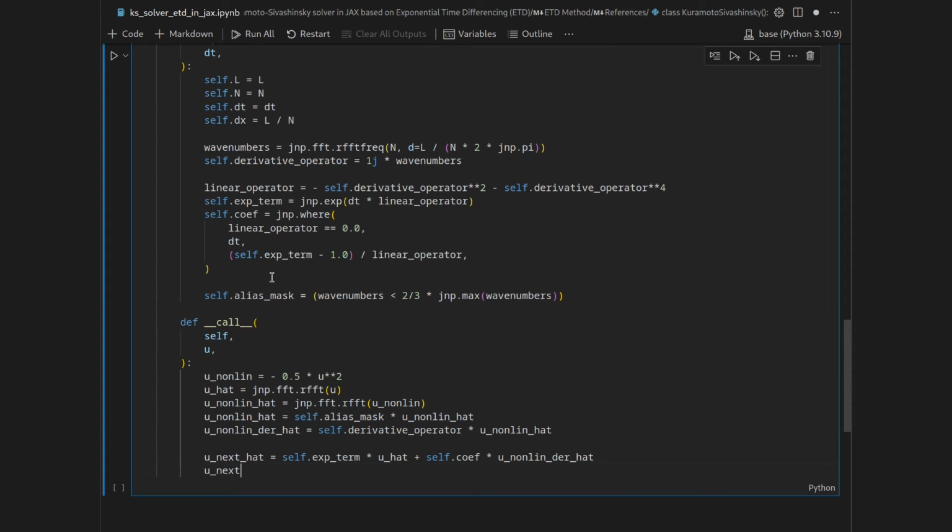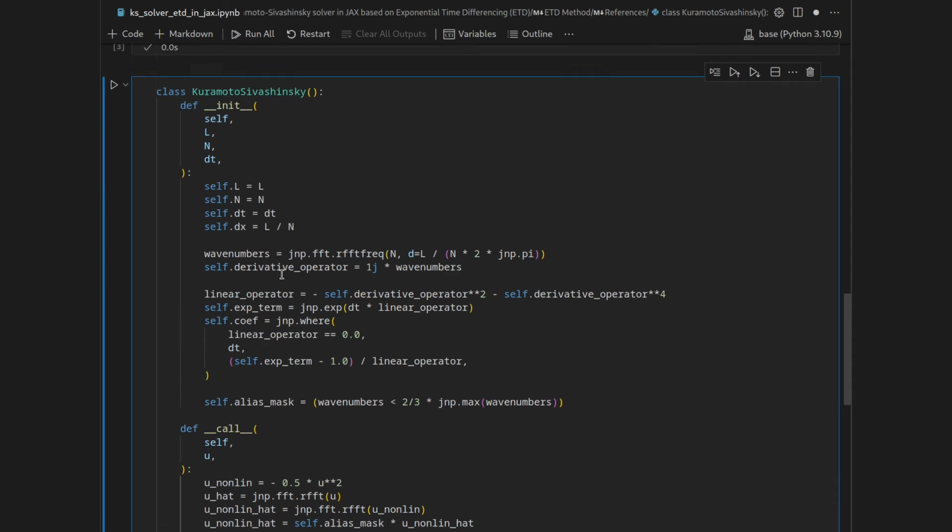We can quickly transform it back into the time space by saying jnp.fft.irfft for the inverse real-valued Fourier transformation applied to u_next_hat, and n, which is the number of degrees of freedom in the time space, is something that we have to inform, and this will be self.n. And then we can return u_next.